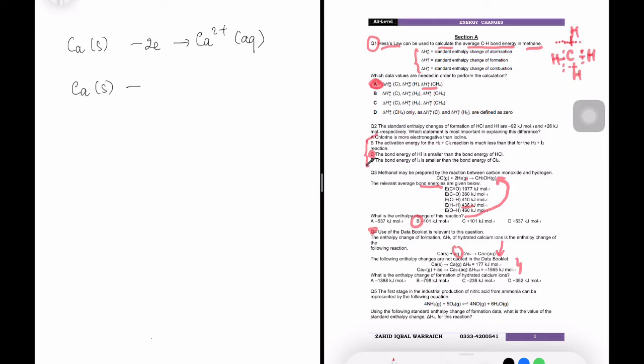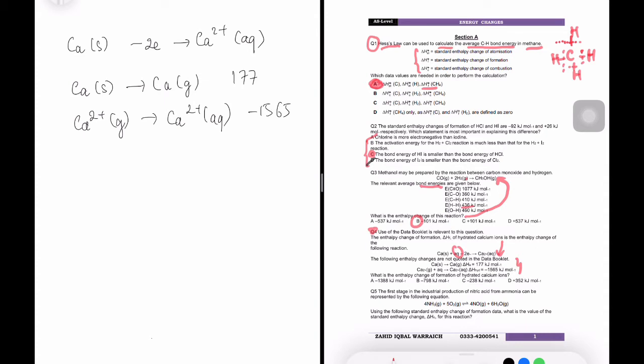calcium solid that can go to calcium gas. And for this process, it is 177 kilojoules. And we also know calcium 2+ gas can go to calcium 2+ aqueous. For this process, it will release 1565 kilojoules.